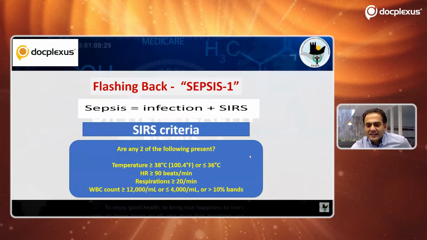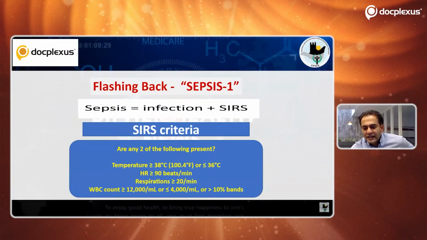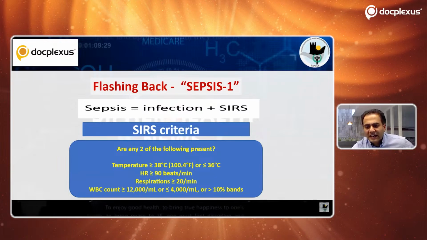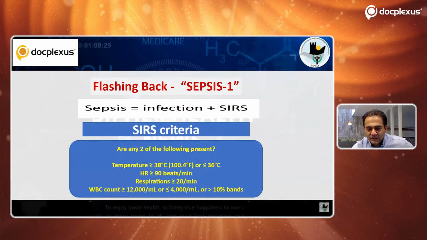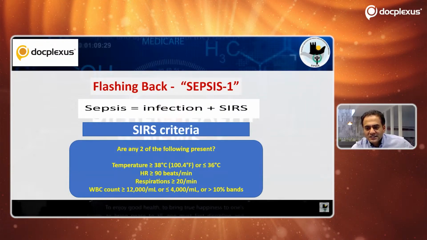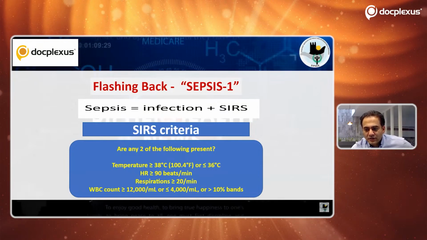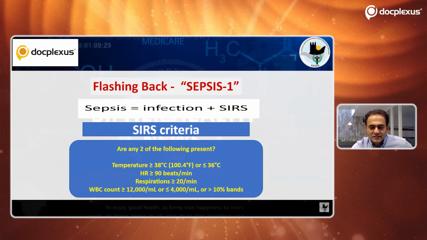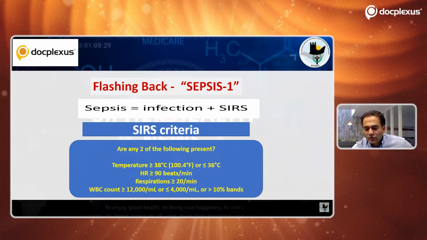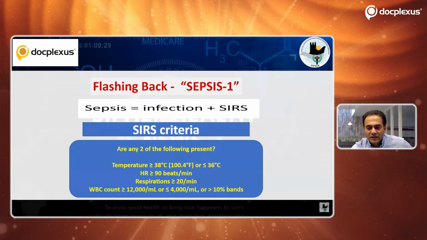Flashing back, Sepsis-1 came into being in 1992. It just said that the patient has infection plus SIRS. SIRS is systemic inflammatory response syndrome. If this is present, we call the patient septic. To call the patient as having SIRS, there was a criteria called the SIRS criteria. They had 4 parameters, and if any 2 out of 4 were positive, we said the patient had SIRS. That patient has inflammation, and we all know sepsis is about inflammation.